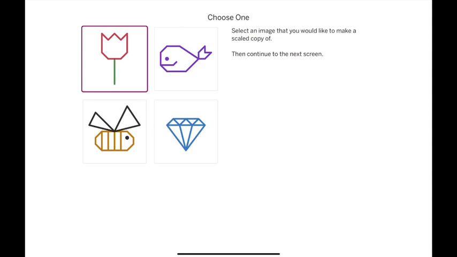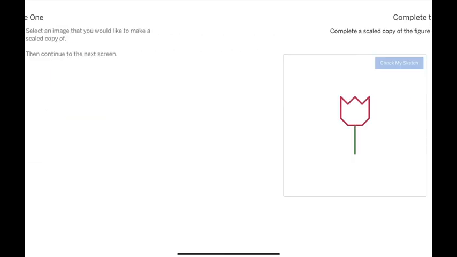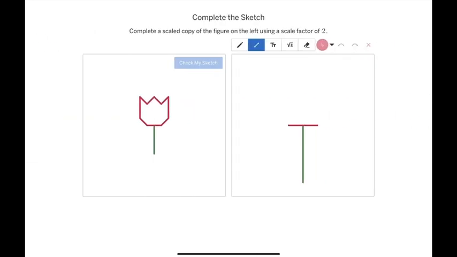Here you're asked to select an image that you want to make a copy of and then continue to the next screen. So I'm going to pick this flower because I think that's what a lot of kids will pick. Now I'm asked to complete the scaled copy of the figure using a scale factor of 2. So it's already started it here for me.